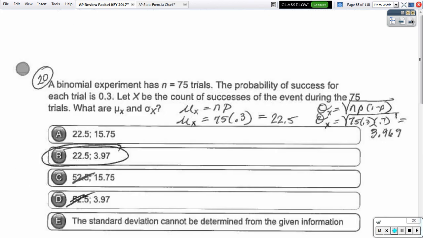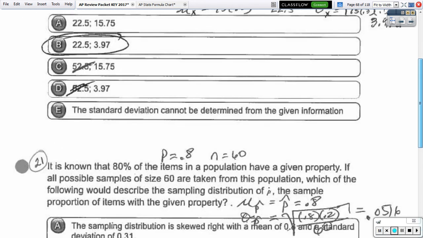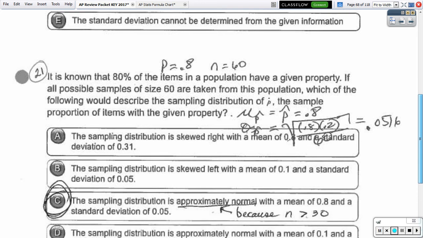All right, number 20. Here is another binomial one. Just want to do the mean and standard deviation for the number of items. Fill in the formula. Number 21.